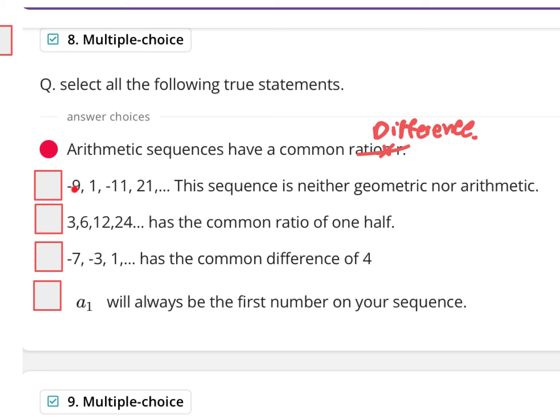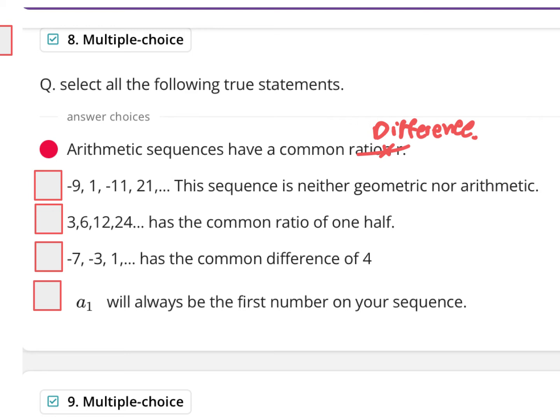Right here we have negative 9, 1, negative 11, 21. This sequence is neither geometric nor arithmetic. Well, is there a common difference? If we go 21, take away a negative 11, that's going to be a positive 32. And of course, you can do that on the calculator. And if you do negative 11, take away 1, that's not positive 32. So there is no common difference, which means it's not arithmetic.